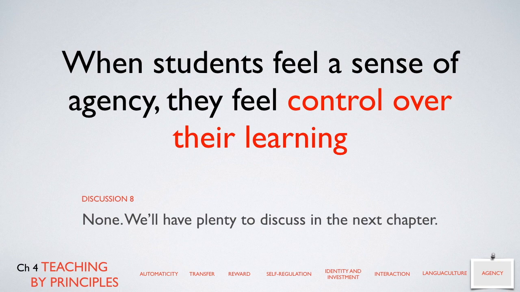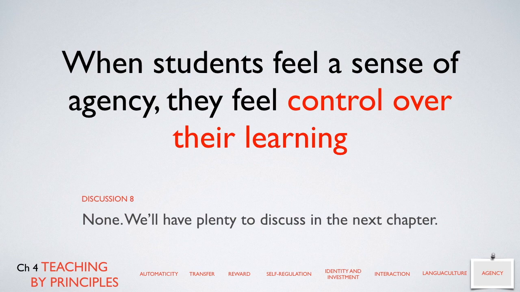Then finally we have agency, which, with its own chapter coming up next, is seen as the most important of the 8 principles by our authors, as it kind of acts as the almighty principle covering all the others.